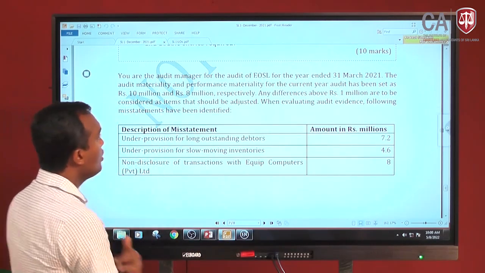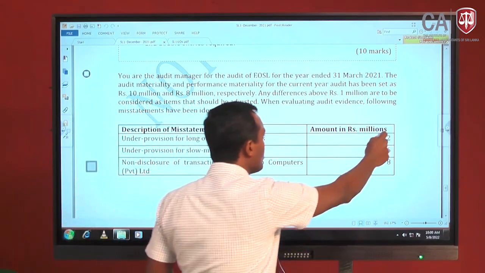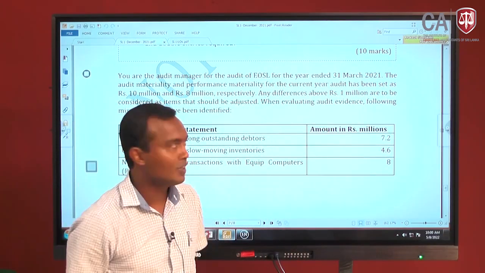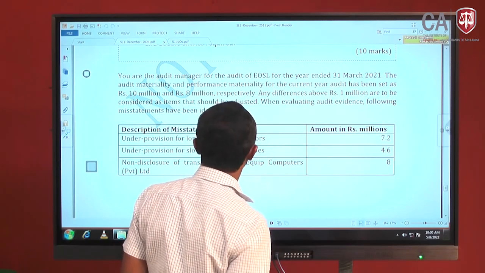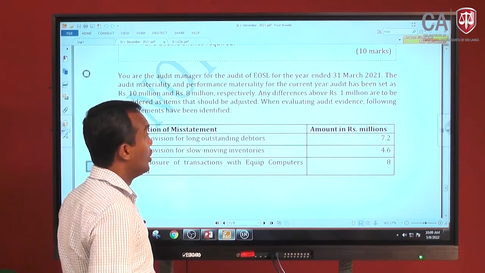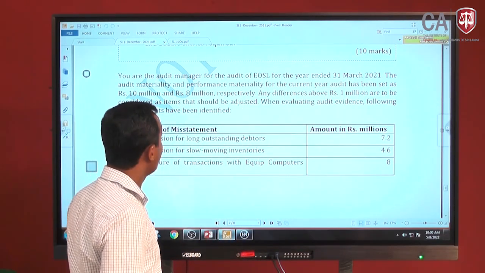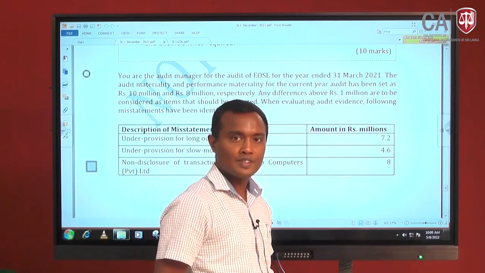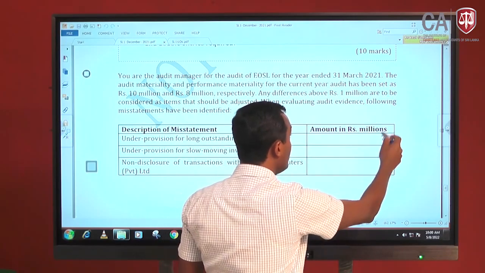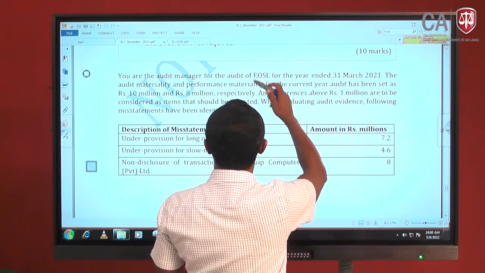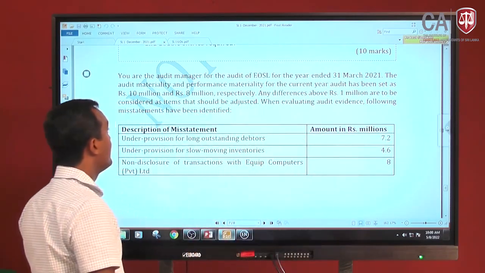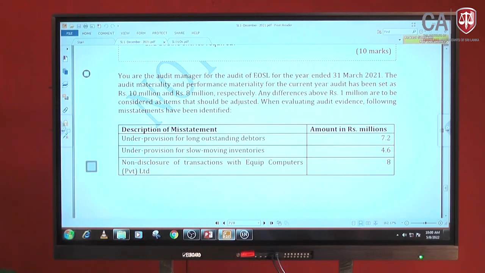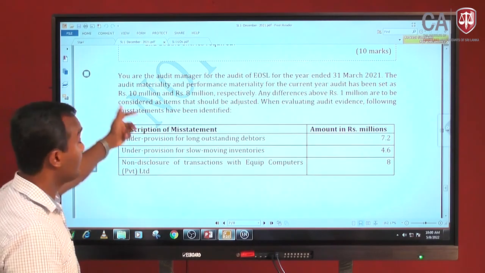So other two, what do you think? Now can you ignore this 7.2 million? Can you ignore saying it's below 8 million? No, I said, because it's above 1 million. This also we can't ignore, right? Why? Now if you add the two, what will happen? Obviously it's going to exceed the overall maturity level of 10 million.